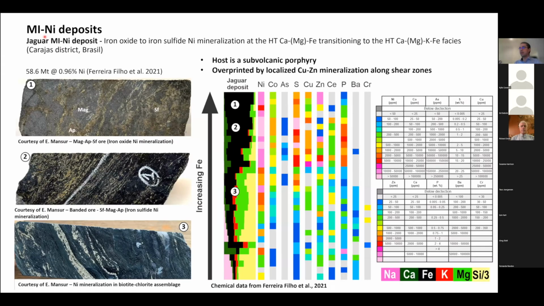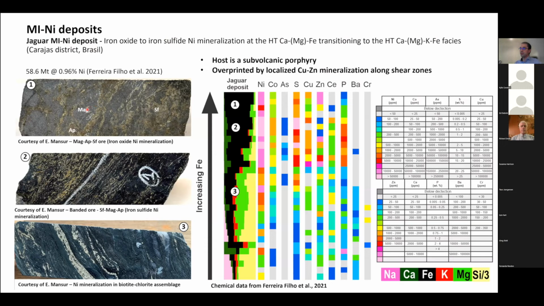For the metasomatic iron nickel deposit, an example from the Jaguar deposit in Brazil, we have iron oxide to iron sulfide nickel mineralization at the high temperature calcic magnesium iron facies transitioning to a more potassic facies as well. This is also high temperature mineralization. Temperatures are estimated at 400 to 500 degrees Celsius.